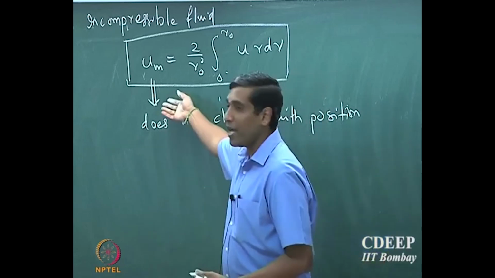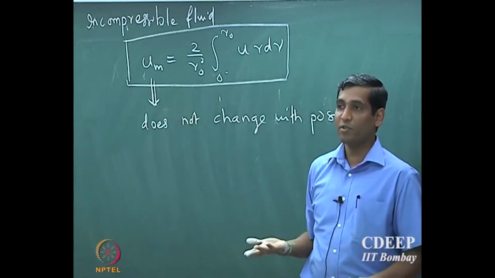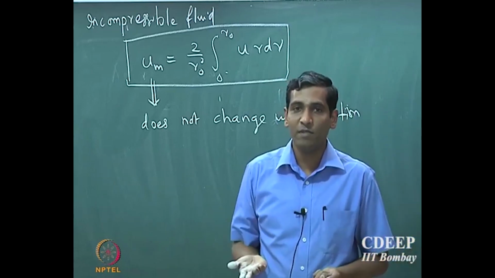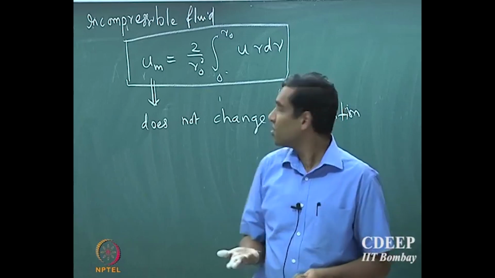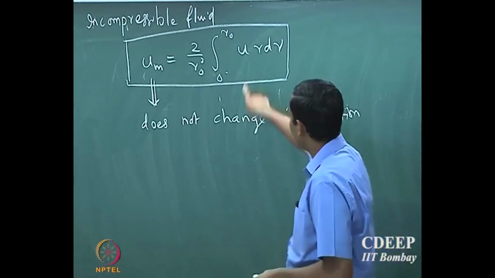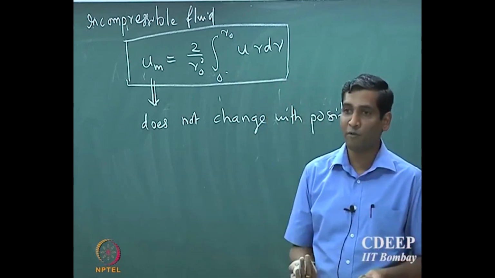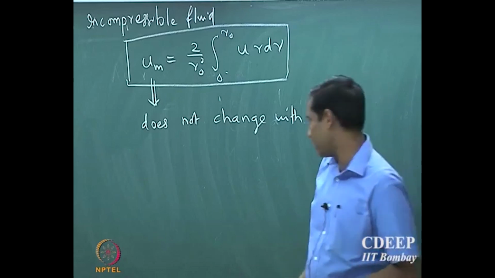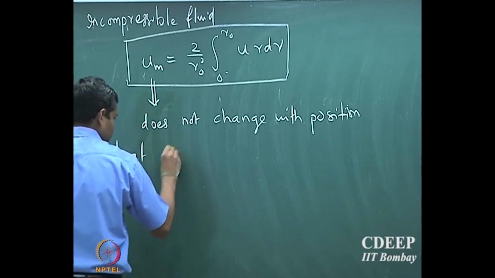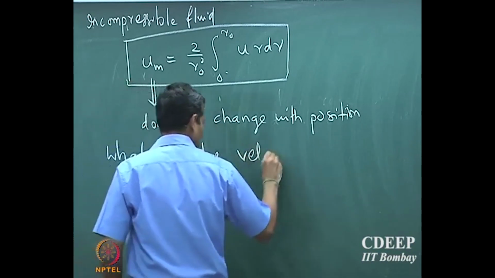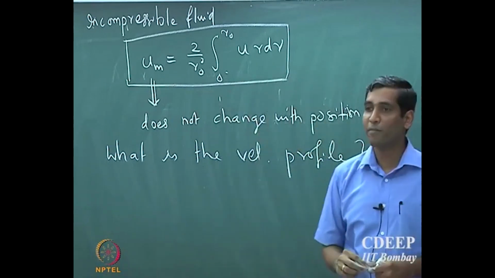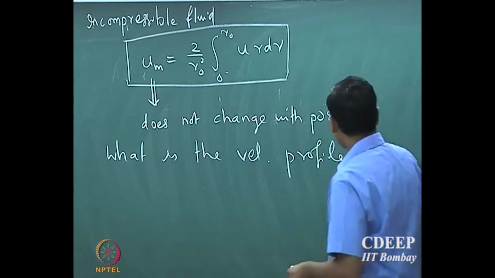But if you need to find UM, you need to know what u is, right? So if I don't know what the local velocity is, at least in a fully developed regime, then I will not be able to find out the average velocity. So the next exercise is to find out what the velocity profile is, at least in a fully developed regime.